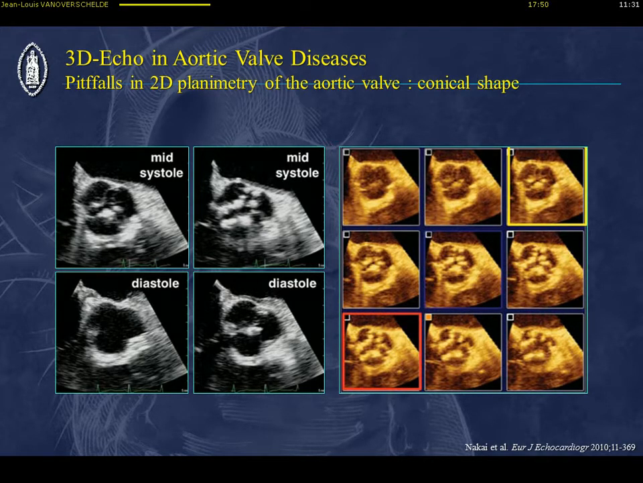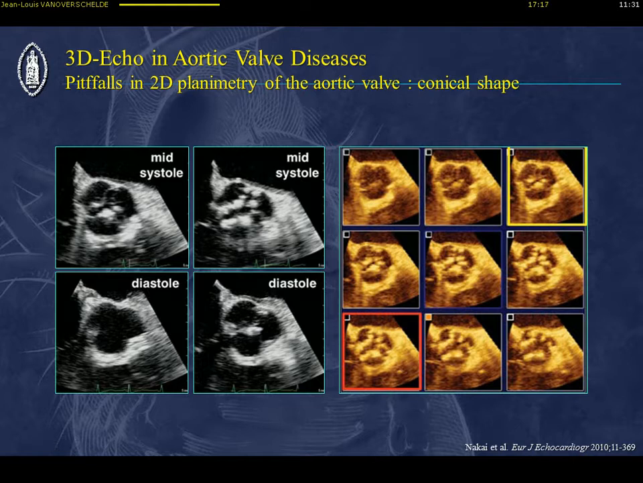One of the important issues here when you do the 2D planimetry, which we often do either transthoracic or transesophageal, is that the aortic valve is not flat when it opens. It has a conical shape, and if you make your cross-section a little bit into that conical shape, you're going to markedly overestimate the degree of opening. This is very well illustrated with this progressive cross-section across the aortic valve with 3D, and you can see that when you are very high in the valve at the level of the opening, it's much smaller than when you have the feeling that you see the opening at a much basal portion of the valve.